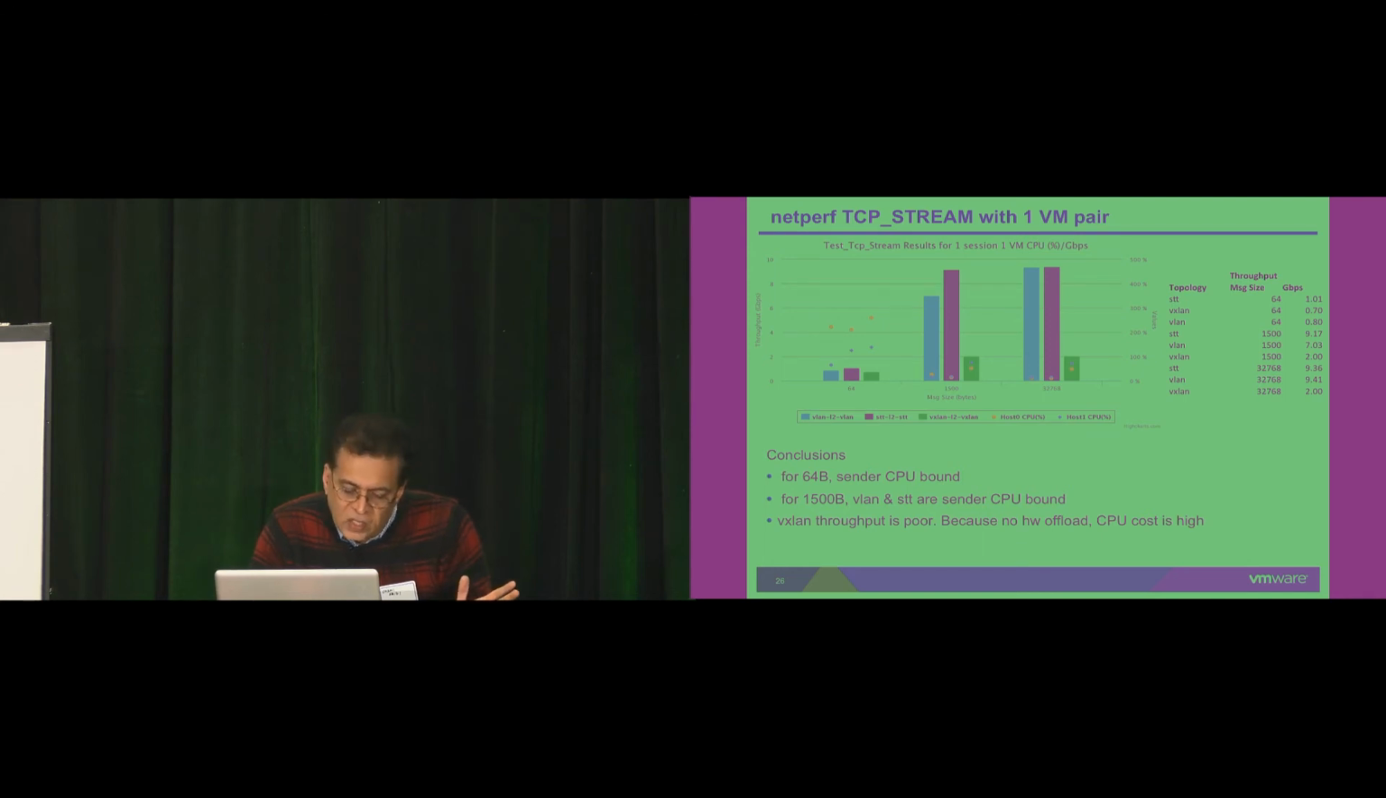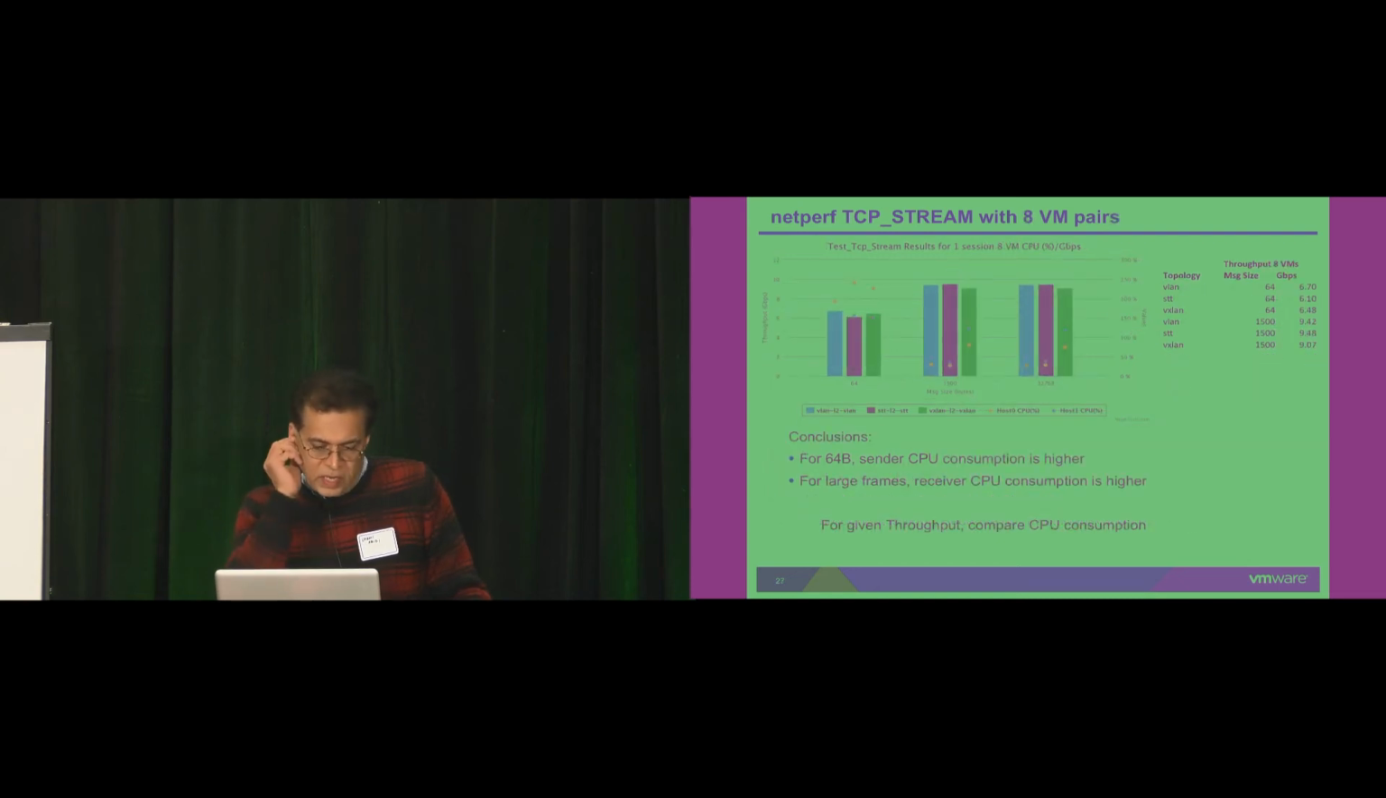For small size packets, usually it's sender CPU bound. For VXLAN, in this case, the throughput is pretty low. That's the green bar. The reason is that there's no hardware offload in our case, and so the CPU cost is pretty high. That turns out to be the bottleneck for VXLAN. All these slides are on the conference website, so you can look at them later.